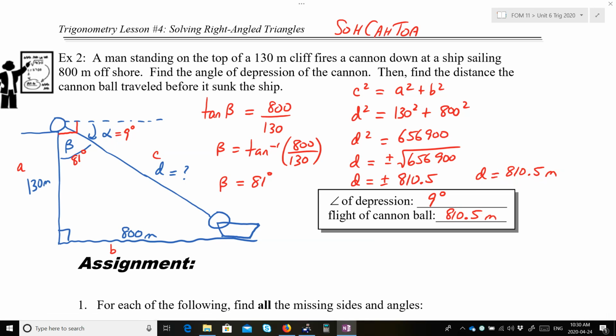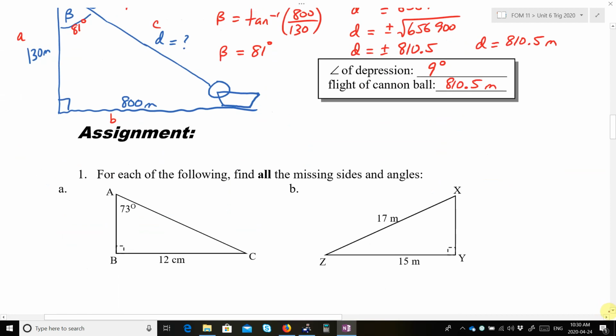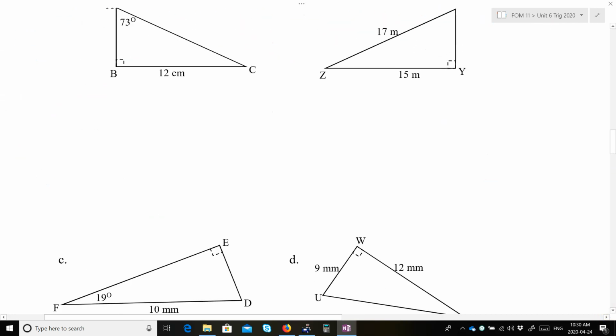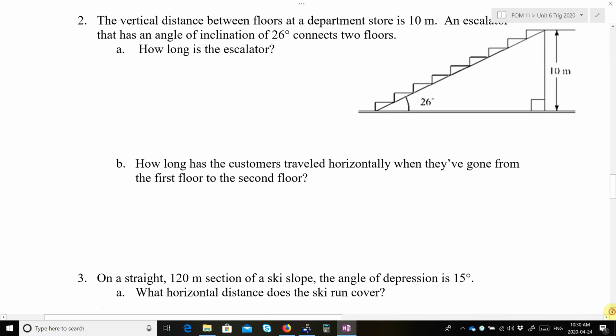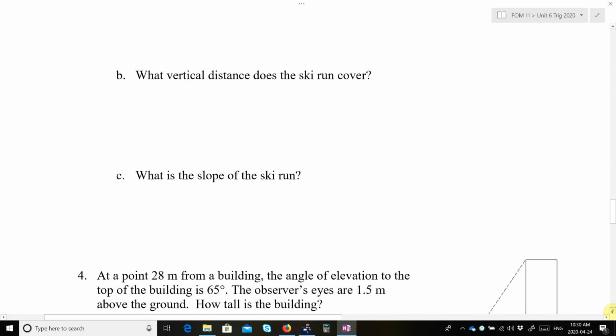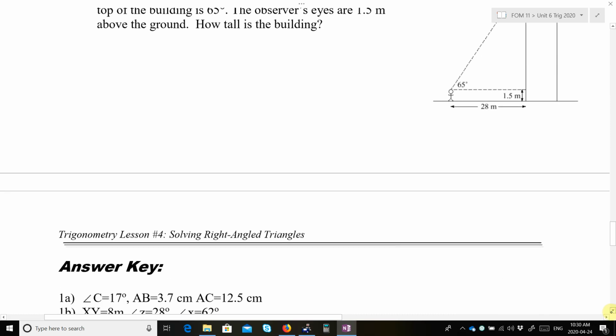Okay, there you go, everybody. That is lesson 4. It's solving right-angled triangles, using a lot of the stuff that we learned before in lessons 1, 2, and 3, so it's good review. Okay, so here's the assignment. Everything looks pretty good in here. So I would encourage you to try this assignment.